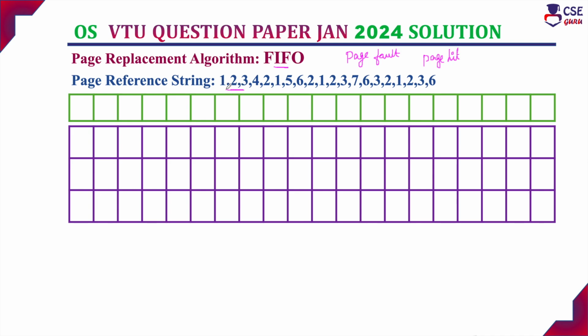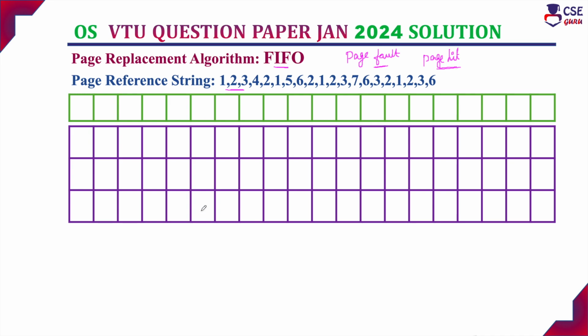If the reference string is available in any of these three frames in main memory, that is called page hit. If the reference string is not available in any of these three frames in main memory, that will be considered as a page fault. So whenever page fault happens, you have to select one page as a victim page in any one of these three frames and replace the required page.